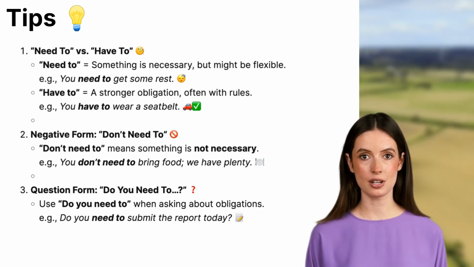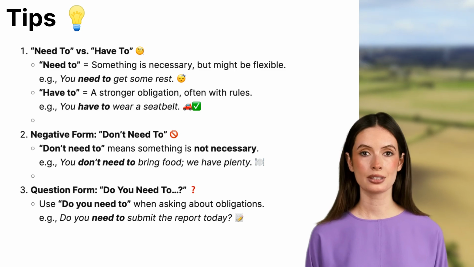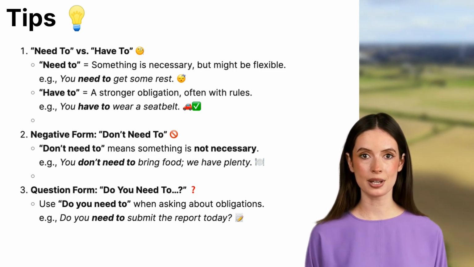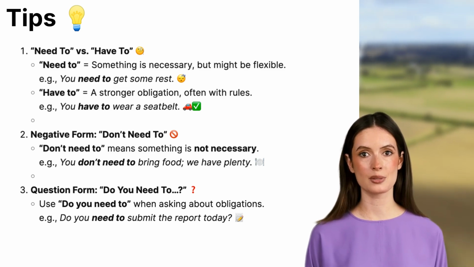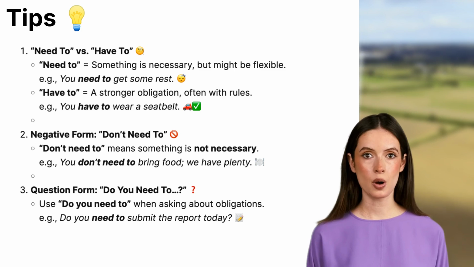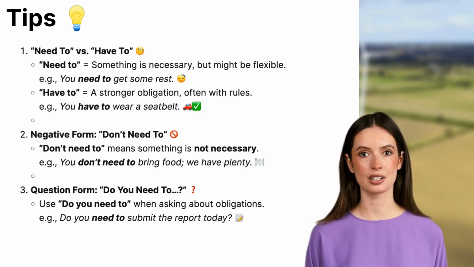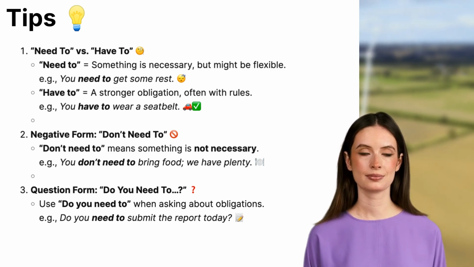Have to expresses a stronger obligation, usually related to rules, laws, or external requirements. Example: you have to wear a seatbelt. This is a law that must be followed. If something is required by rules or laws, use have to. If it's just necessary but not strictly enforced, use need to.